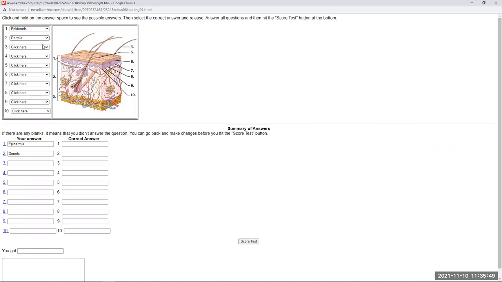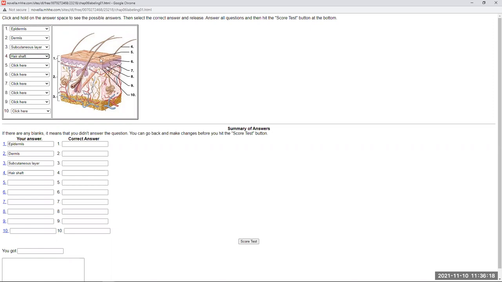So this layer here, number 3, what is that layer known as? Subcutaneous. Right, the subcutaneous. So sub meaning below the cutaneous layer. So this is the bottommost layer. So the subcutaneous layer, also known as the adipose layer or the fat layer. Number 4, what are the things that protrude out from your skin called? Hair. Right?